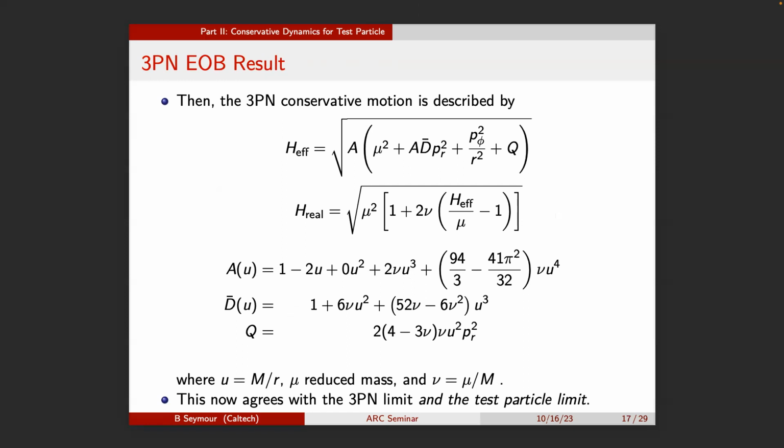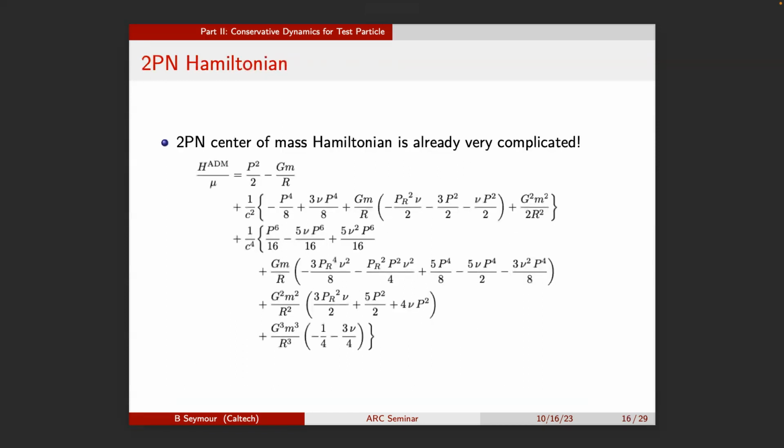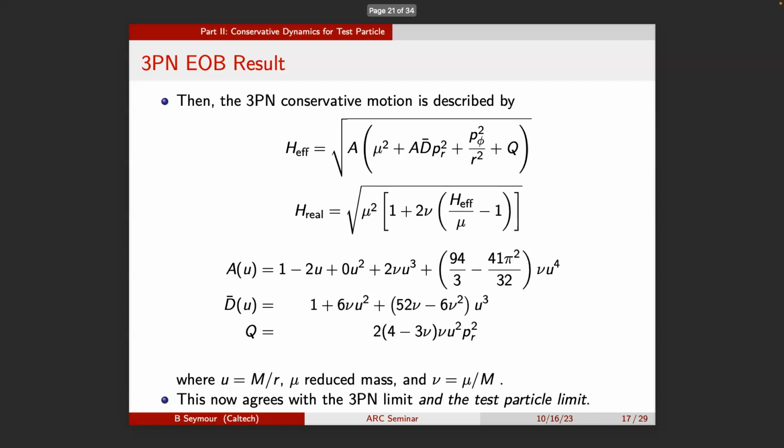Anyway, now I can write the 3PN Hamiltonian in this form, and it's much simpler. I'm matching this H real to this H ADM, and that's how I'm figuring out what these A and D terms are. The things that get changed: the effective Hamiltonian just looks like this, where there are these functions that I defined down here, and this u is just M over r.